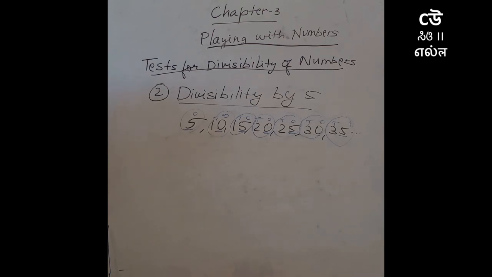So, we can tell that a number which has either 0 or 5 in ones place. If you find the ones place value 0 or 5, you can tell that that number is divisible by 5. Okay. If you find either 0 or 5 in ones place, you can tell that the number is divisible by 5. So let us see some examples whether a number is divisible by 5 or not.